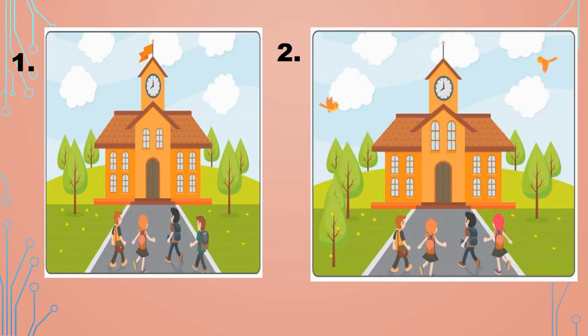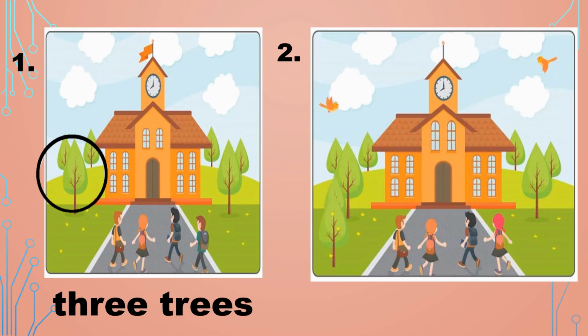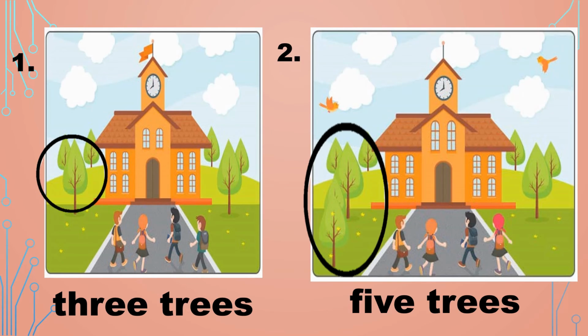Now student, look at the trees on the left hand side of both the picture. Now in first picture you can see there are three trees on the left hand side of the school building, whereas in second picture you can see there are five trees on the left hand side of the school building. Let's see some more example.